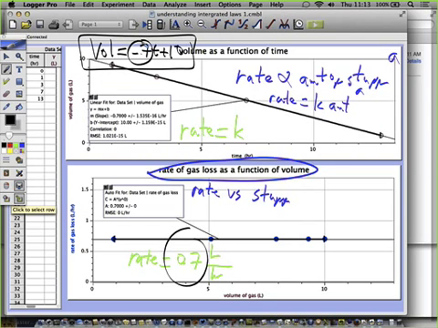I'm always going to get a horizontal line around 0.7. Because what's true about the rate? It's constant. So if I plot volume versus time and get a straight line, what does a straight line say about rate? It's constant. So if I graph amount of reactant versus time and get a straight line, it's got to be a negative slope because reactant's got to go away.